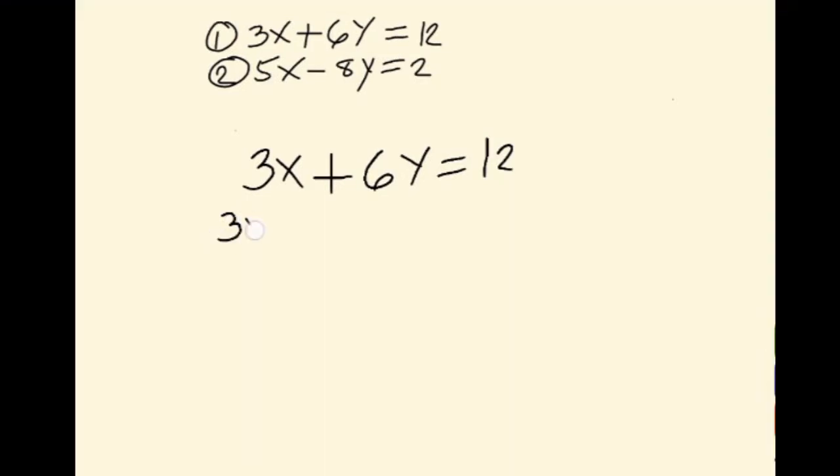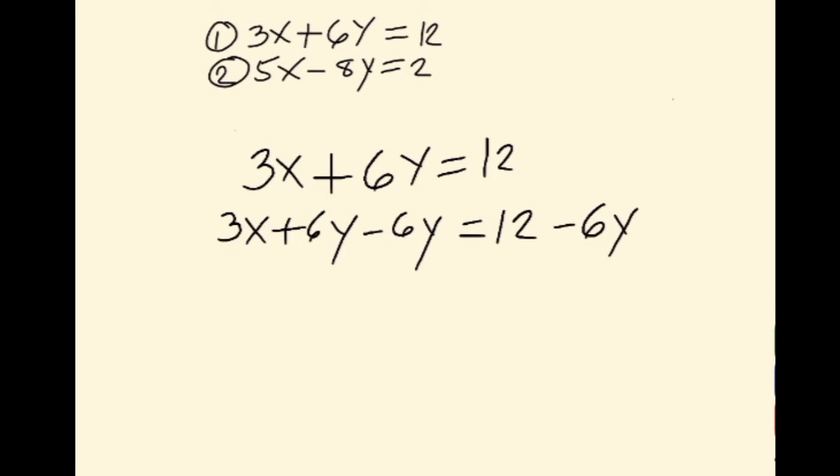So it is like 3x plus 6y. We will subtract 6y, and then on the other side, we will also be doing the same thing. We will subtract 6y. So on the left side of the equation, we have 6y minus 6y. It can be cancelled. So what remains on the left side will be 3x. And then on the right side, we have 12 minus 6y.